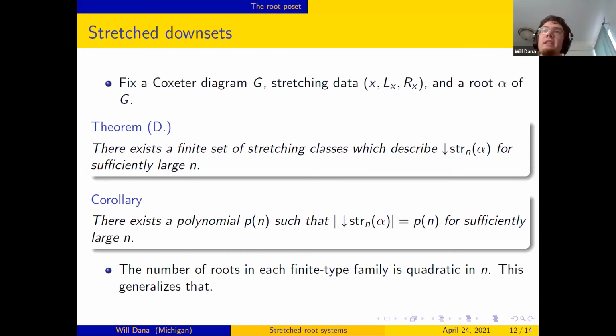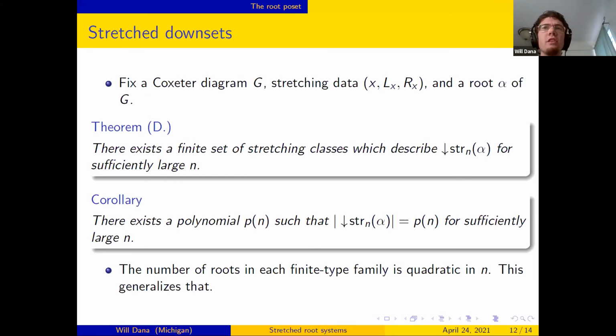Once n gets large enough, the paths you can go through in order to get to stir n of alpha in the root poset, the ways in which you can build up stir n of alpha from a simple root, are specified by this finite collection of information through these stretching classes. And maybe this is a little abstract on its face because I've only just defined what a stretching class is, but a concrete enumerative consequence of this is that the number of roots in the downset of stir n of alpha is going to be given by a polynomial for sufficiently large n.